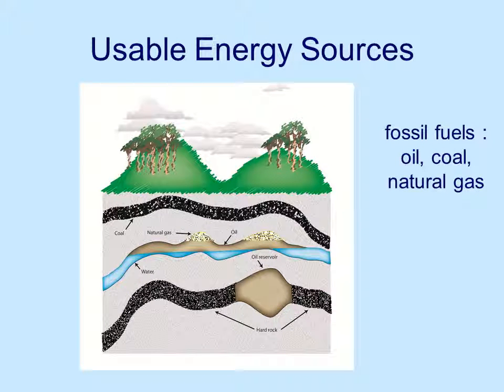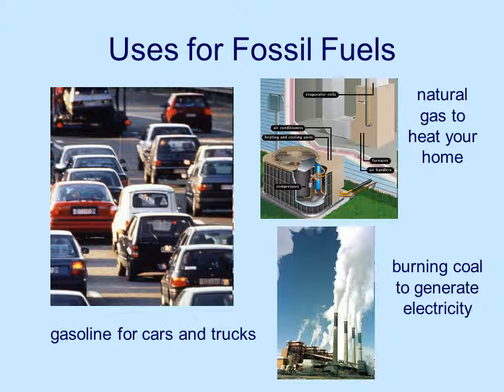Usable energy sources, there are a number of them. Fossil fuels are one. Oil, coal, natural gas, all of these things are found underground, and we have to get them out by extracting them from the earth. Fossil fuels can be used in a variety of ways. You can use them as gasoline for cars and trucks and other vehicles. We can use natural gas to heat our home.